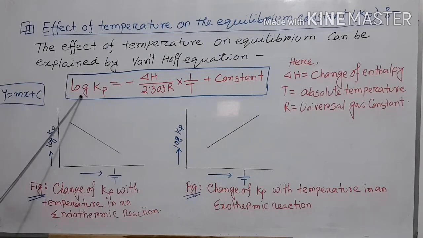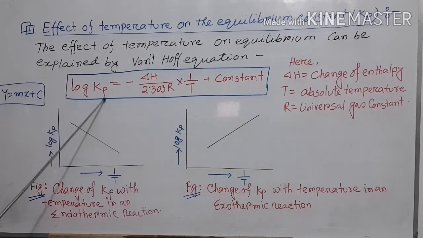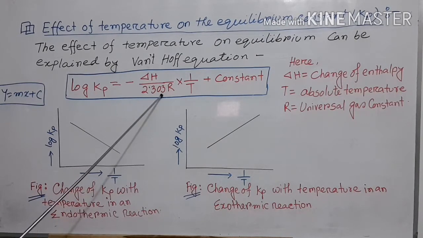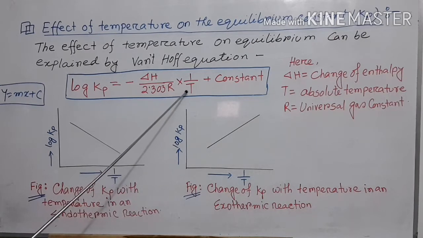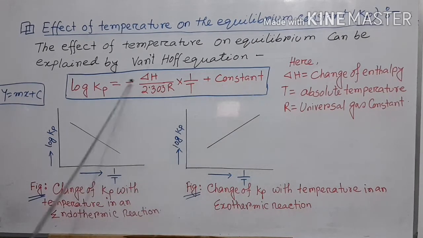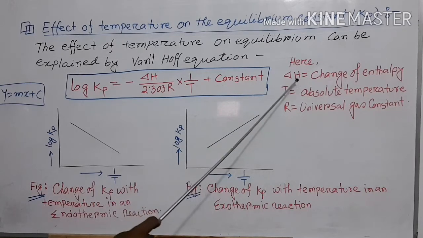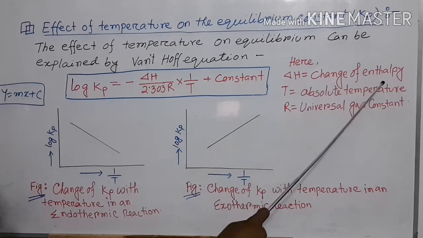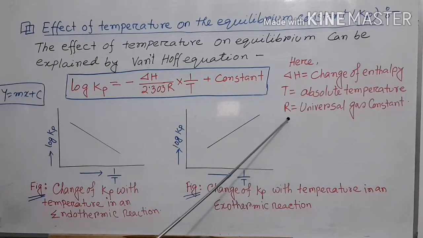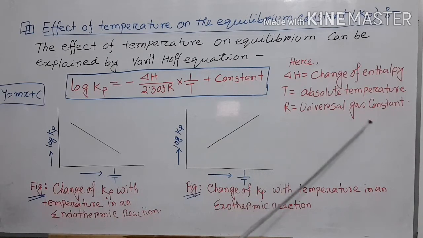Here I write Van 't Hoff equation: log Kp equals minus ΔH divided by 2.303 R into 1 by T plus constant. This equation is y equals mx plus c type equation, and here ΔH equals change of enthalpy, T equals absolute temperature, and R is the universal gas constant.